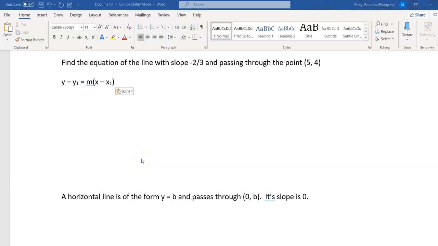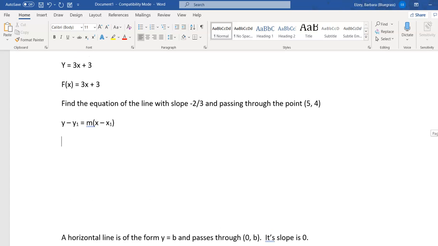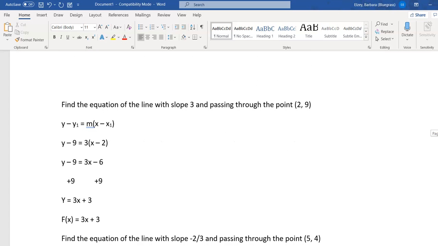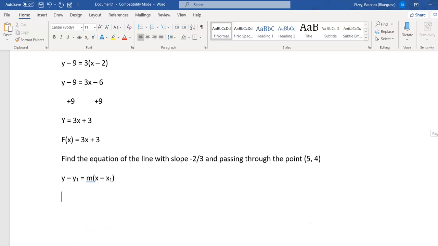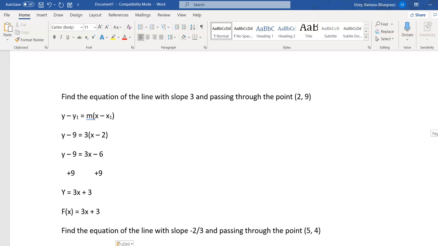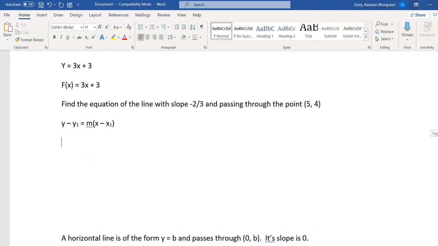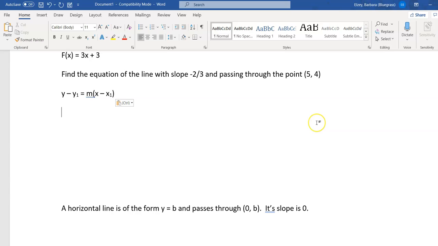So now let's find the equation of a line with slope negative 2/3 and passing through the point (5, 4). I want you to notice that this is exactly like the problem that we did up here. I've just changed the slope to a fraction and a different point. So it's still going to use our point slope form. So we'll use our point slope equation and we'll fill in. But I want to do one with the fraction because people always have trouble with fractions.